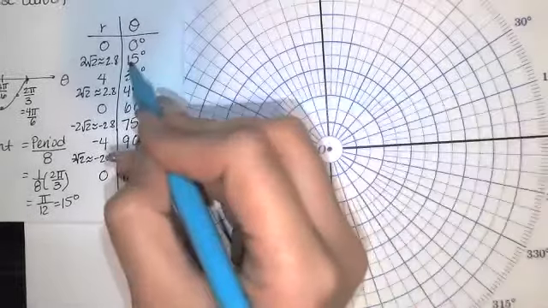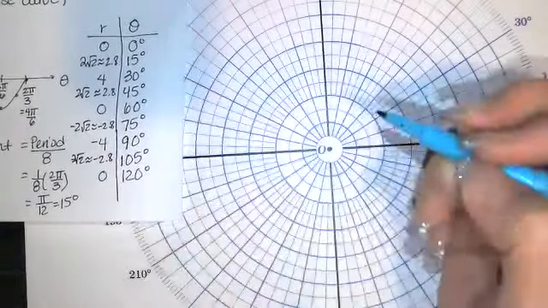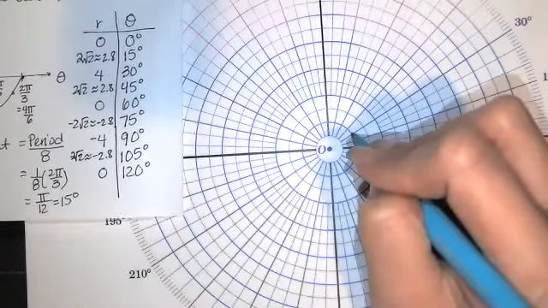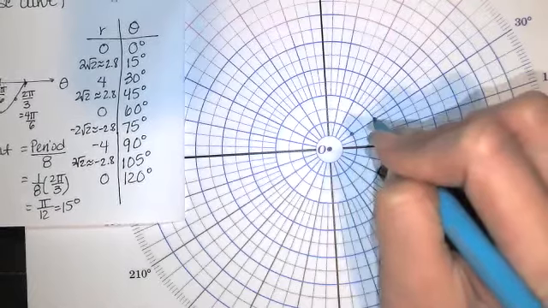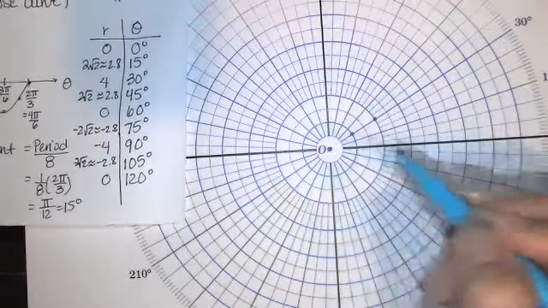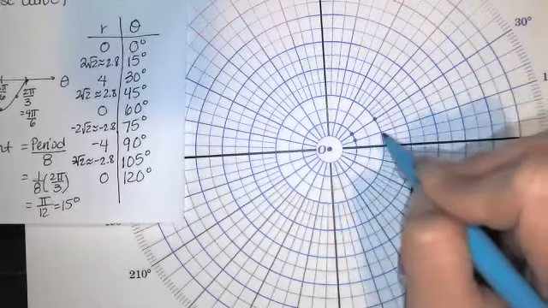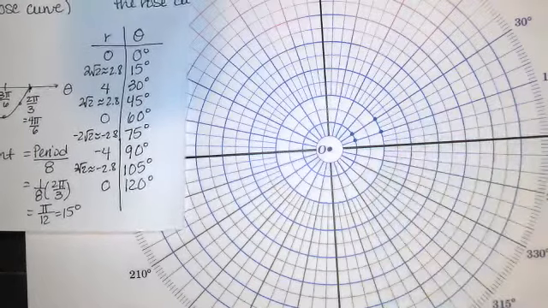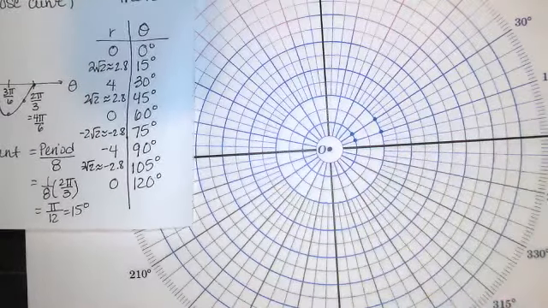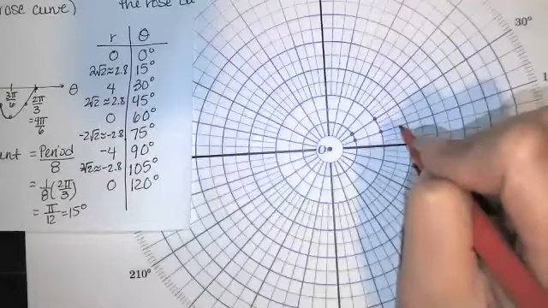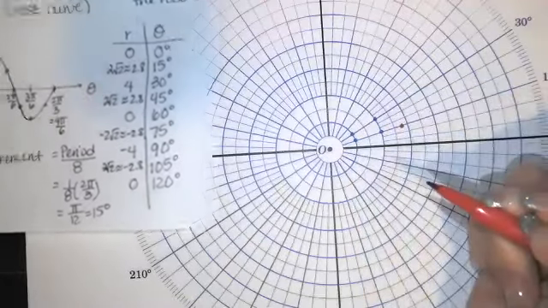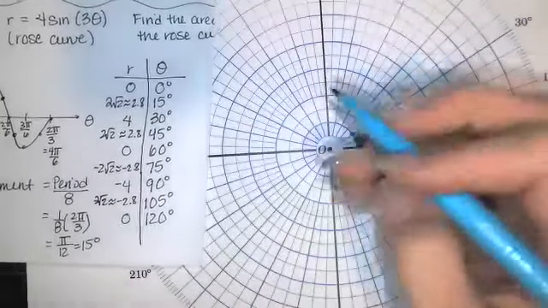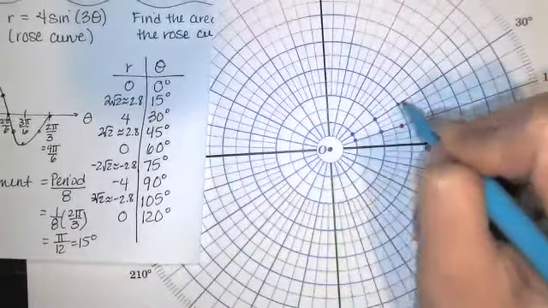And then at 15 degrees, we go out 2.8 units from the origin. I'm going to say that this is 1, that's 2. Oops, that's on the 30-degree line, not the 15-degree line. This is 1, that's 2, and that's 3. So we want to be at 2.8. So approximately right there, okay? And then at 30 degrees, we want to go out 4 units. That's 1, 2, 3, and 4.